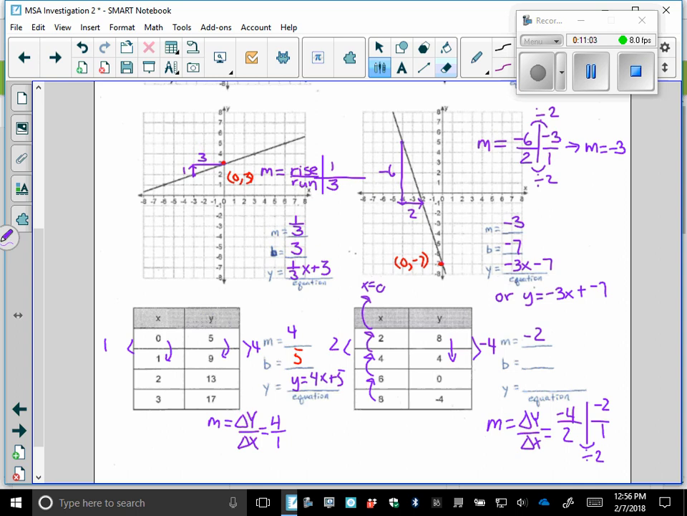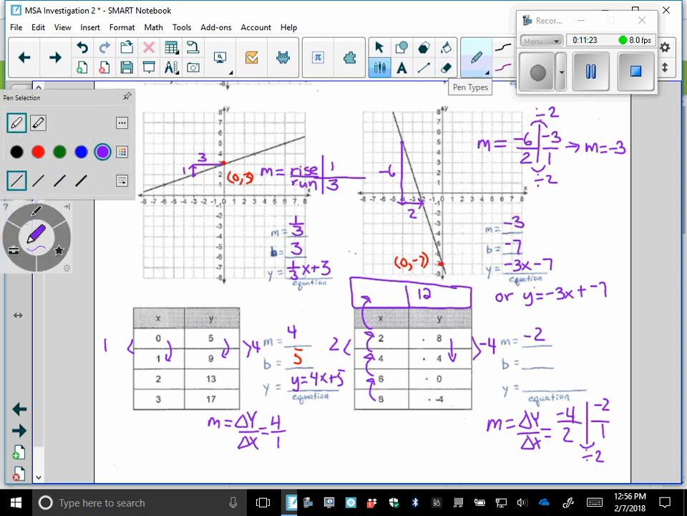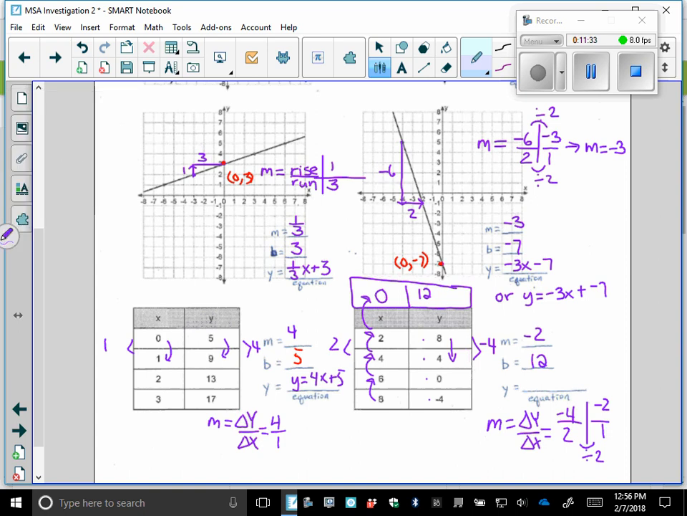I could continue the pattern. So if you look on the right-hand side, I'm going up by 4. 0 plus 4 is 4. Add another 4, I get 8. Add another 4, I get 12. So you can sort of add to the table this coordinate 0, 12. So B is 12. That would be sort of a level 3 problem at this point. So y equals negative 2x plus 12.